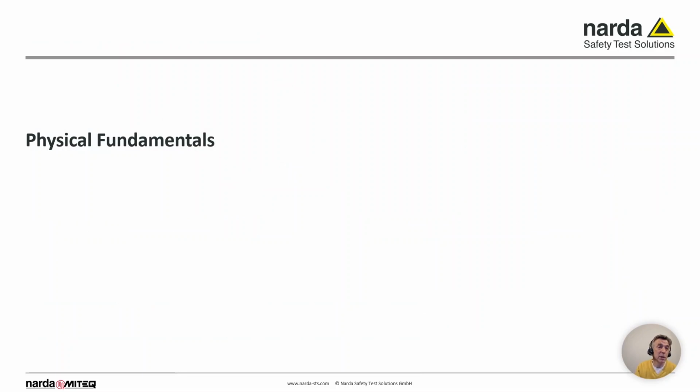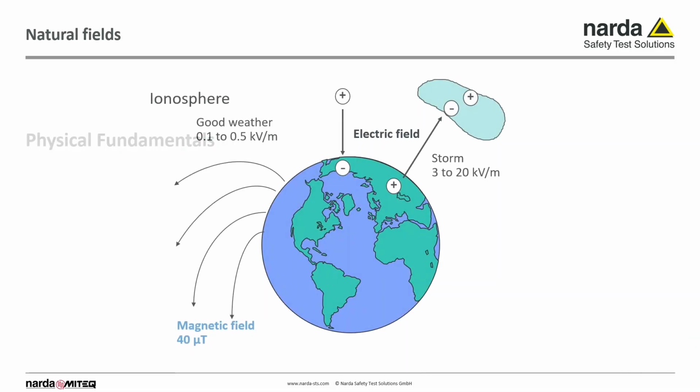Before we go into details of measurement, first of all, a little bit of physical fundamentals to start really from scratch. So we have natural fields around us. We did not invent the fields. They were already there around us before people began their cycle on the Earth. We have, for example, the magnetic field, which every sailor knows.